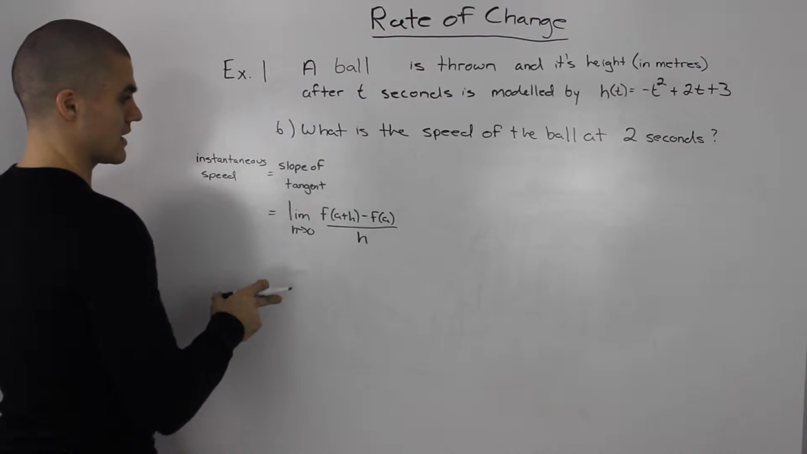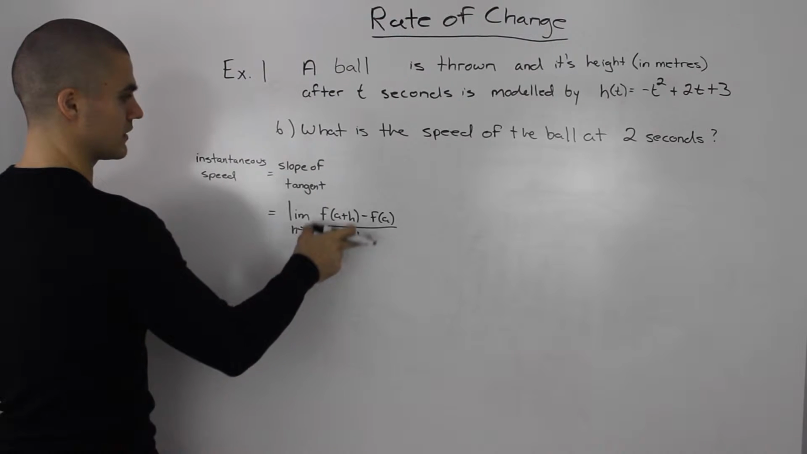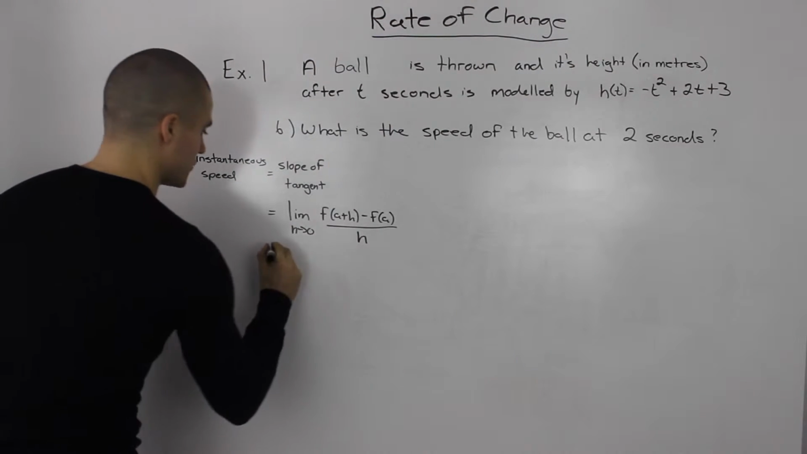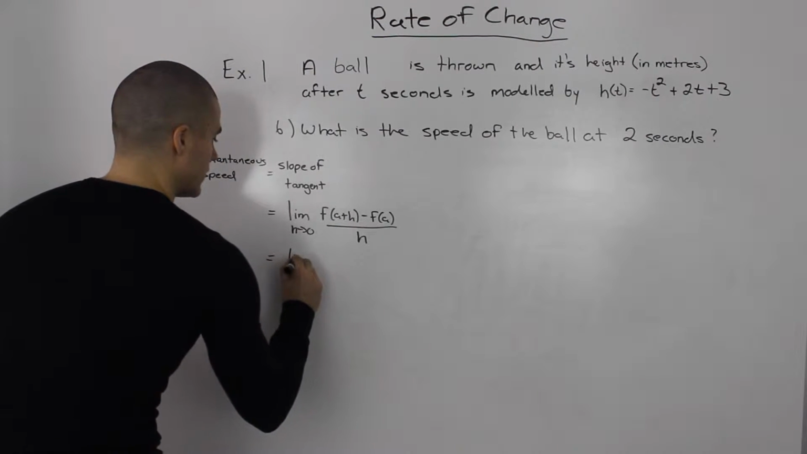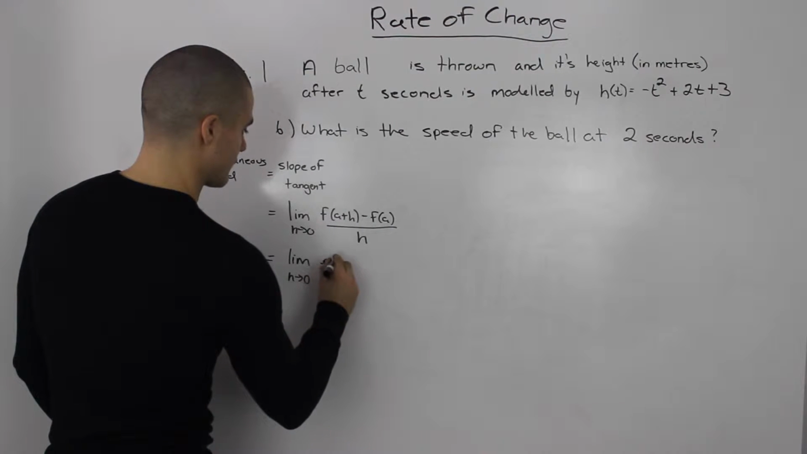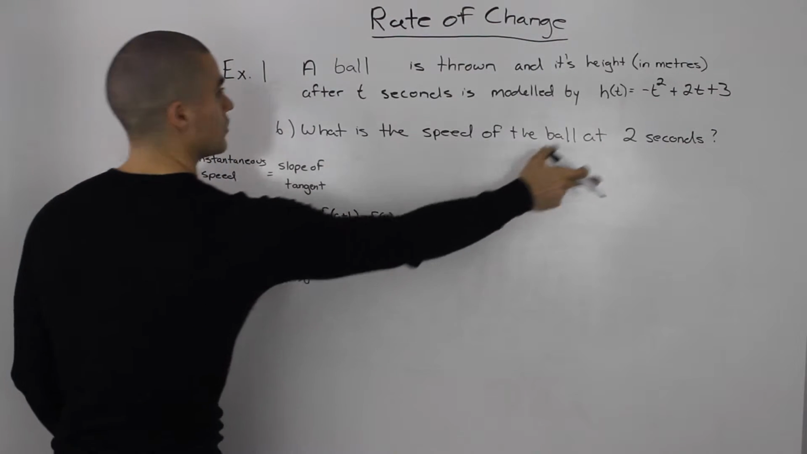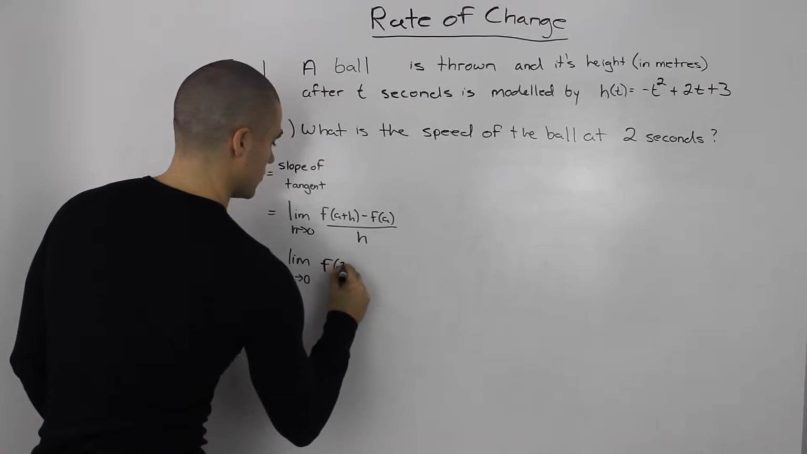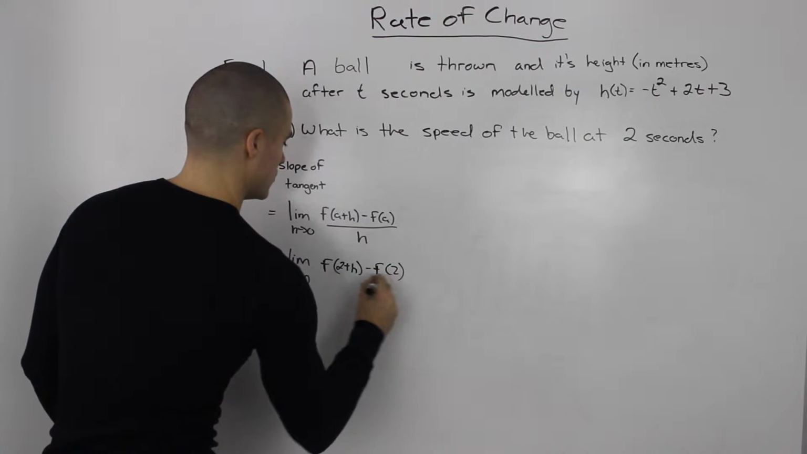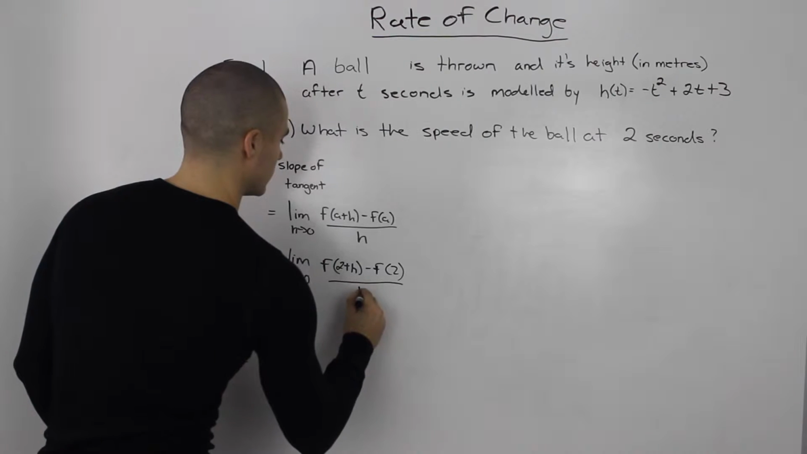So let's plug in the correct notation for our question that we're doing. So we're going to find the limit as h goes to 0 of f of the point that we're looking at, which is 2 plus h, minus f of 2, all over h.